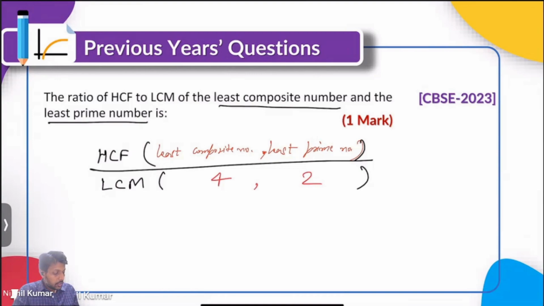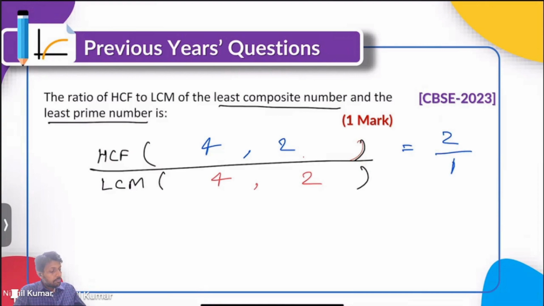So let me erase all this text in between and write the proper numbers, because we found out what is the least composite number and what is the least prime number. So 4 comma 2. Okay. HCF of 4 comma 2, it's really easy to find out. It's 2. And LCM of 4 comma 2, it's 4. I hope you know how to do that. Okay, you can either use the prime factorization method or the division method or any other method that you know of.